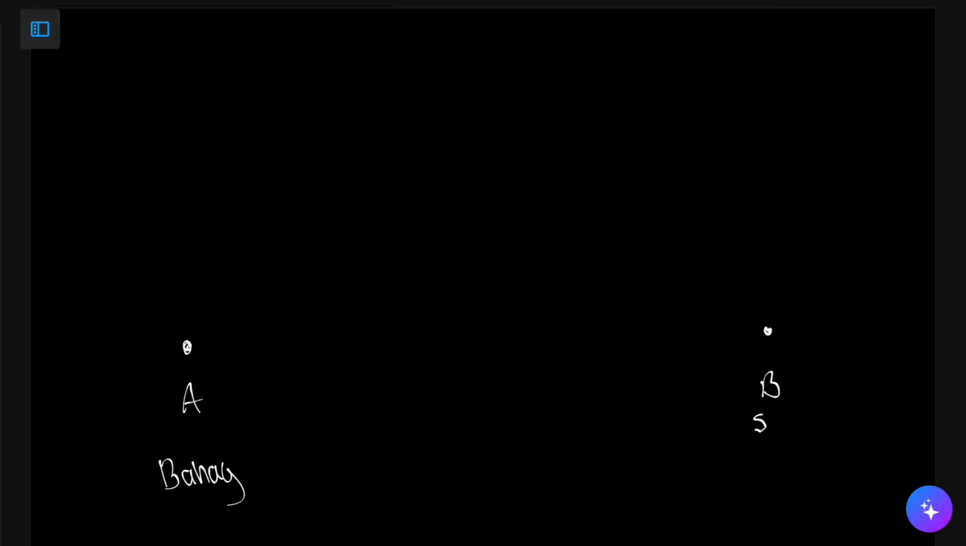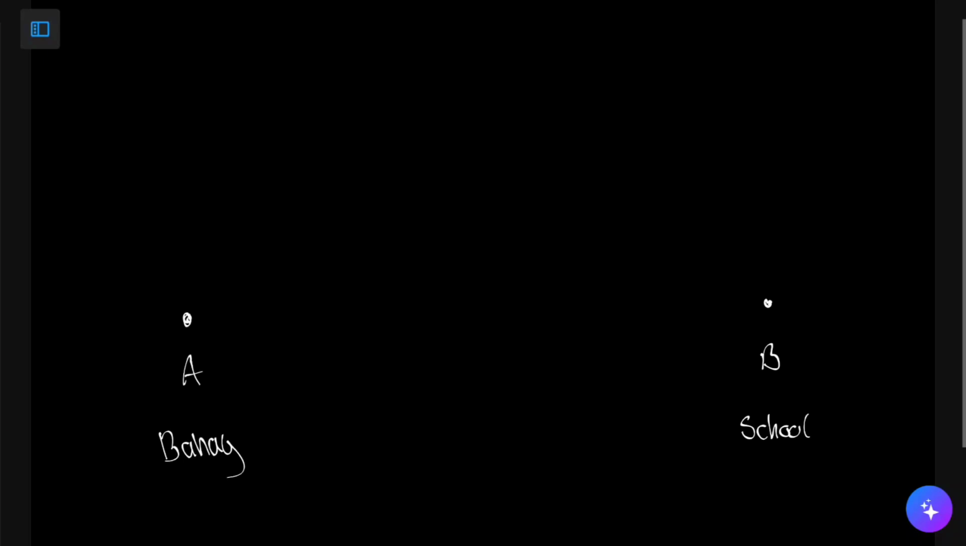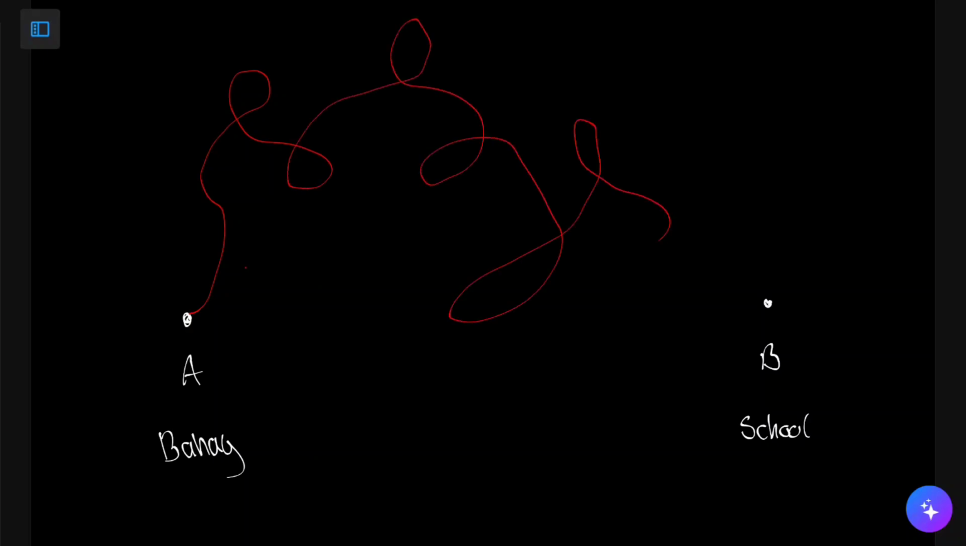So what if you want to travel from point A to point B? Let's say this is your bahay, tapos ito yung school. So from point A to point B, you decided to travel like this. And kung ano ito yung ruta mo papuntang A and B, what do you call this?